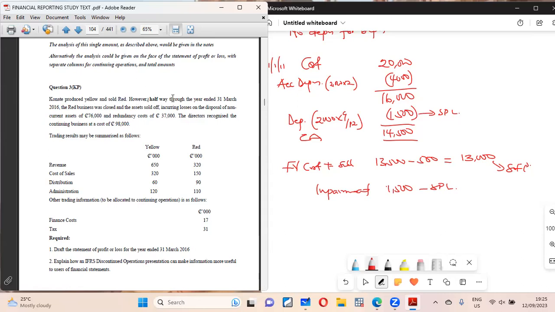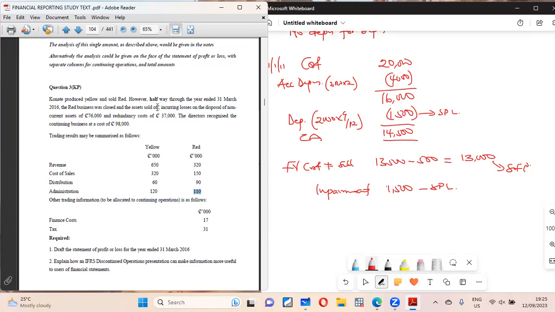That is what he does. Halfway in the year, the 1st March 2016, the red business was closed. So it means that you need to close the red business by doing the P&L for the red business. You have your revenue, you have your cost of sales. Then you have your distribution expense, administrative expense, finance costs, or other trading expense to be allocated to the continuing operation. So this one is not for the discontinued operation. So you need to do this 320 minus cost of sales minus these things. Whatever you get, you need to do that.